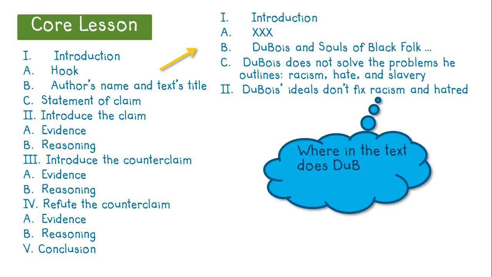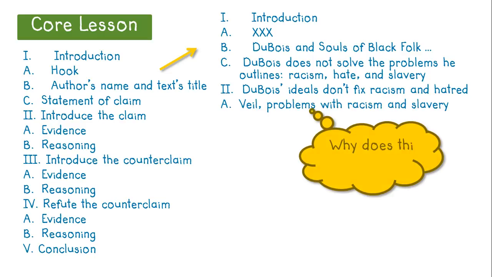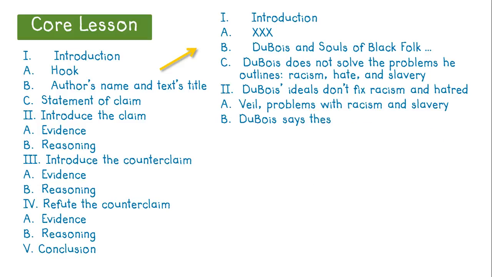I'm like, where in the text does Du Bois talk about racism and hatred? So that's where I could get my evidence. Oh, first he talked about the veil, remember? And problems with racism and slavery. I say, why does this evidence prove my point? Why does the veil prove that racism and hatred are important? Du Bois says these problems are important. I'm just going to put it out there like that.